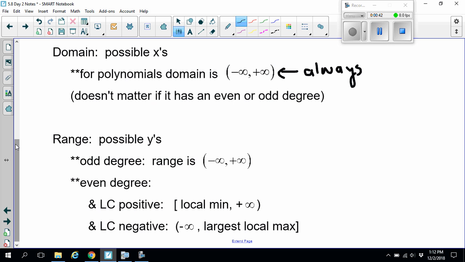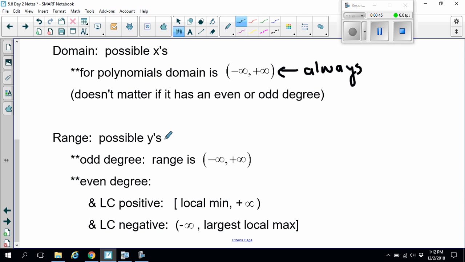Now let's talk about our range. Well, range are the possible y values that deals with your y-axis. Now this is where it's going to differ depending on your degree of the polynomial. If you have an odd degree, remember that means your highest exponent is like 3, 5, 7, anything like that, your range will be from negative infinity to positive infinity, just like we did with domain.